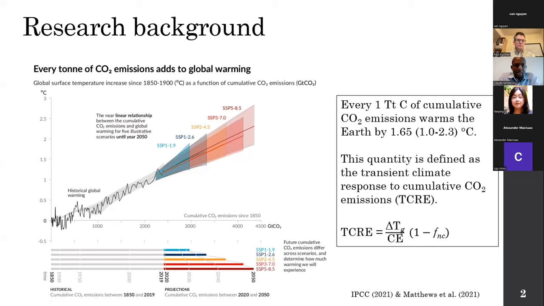The usefulness of this relationship is such that we can estimate or predict the global warming level associated with every amount of carbon emission. For instance, from the latest IPCC report, it is estimated that every trillion ton of cumulative carbon emissions warms the Earth by about 1.7 degrees Celsius. This quantity is generally referred to as the TCRE, or transient climate response to cumulative carbon emissions. Here I provide the formula used to calculate the TCRE. It's a ratio between global warming, the change in global surface air temperature, per cumulative emissions, times a factor that accounts for the fraction of non-CO2 forcings and their contribution to global warming.